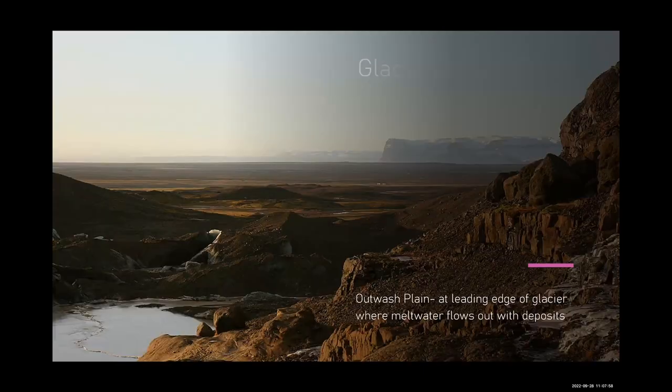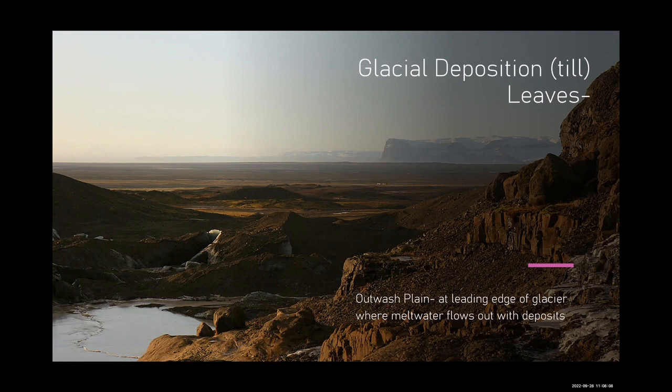An outwash plain, which is what we have here, is at the leading edge of a glacier where it melts and flows out with its deposits. The leading edge would be like the front, in the direction it's moving. As it melts, all of its deposits spread out everywhere. Now, the leading edge of a glacier can continue to move, but it can also move back as it melts, if that makes sense. As the glacier gets smaller, the area it covers is smaller.